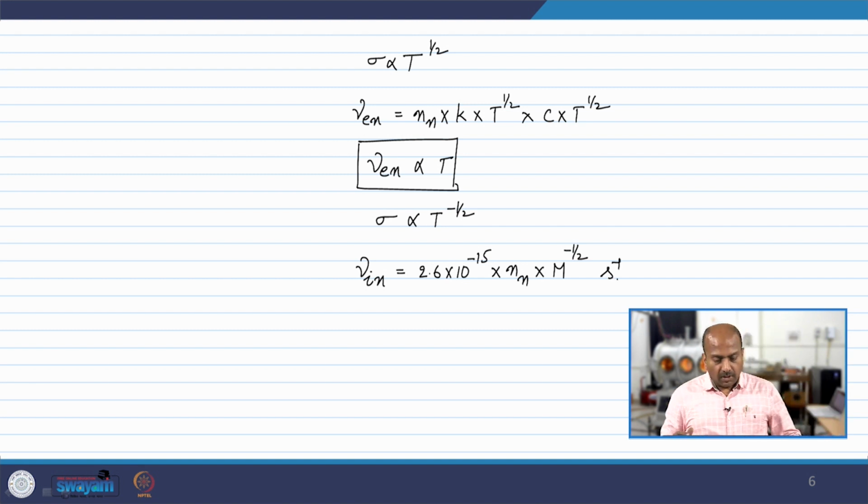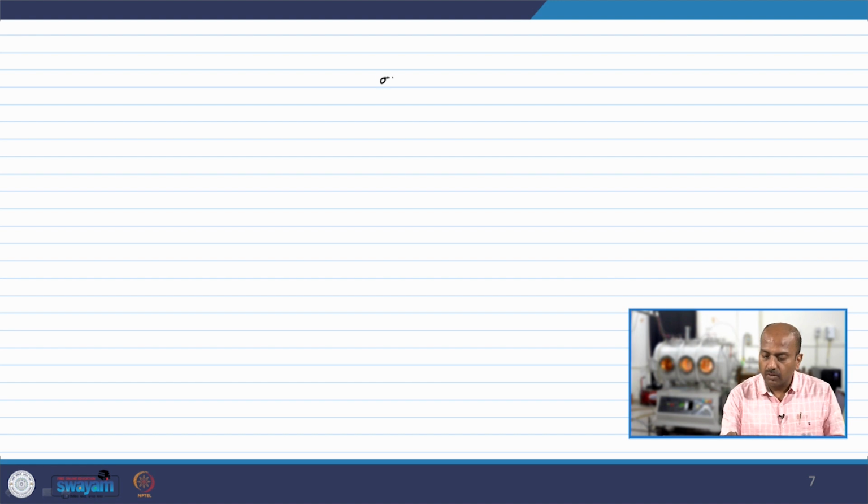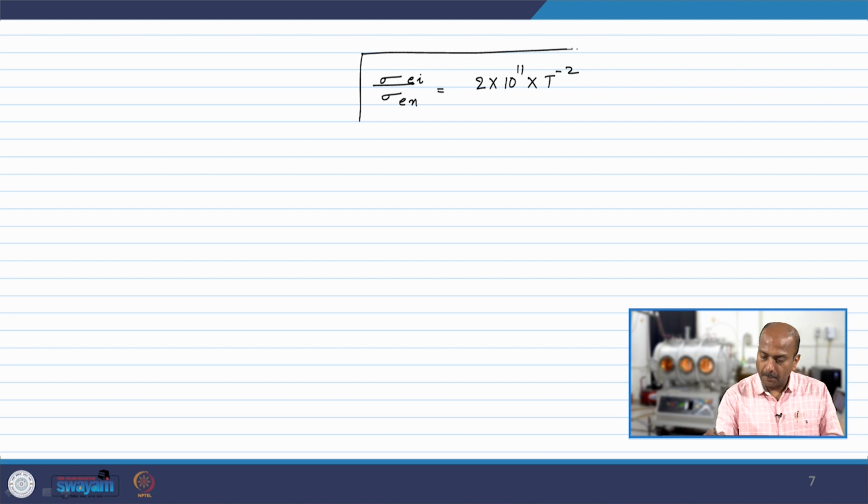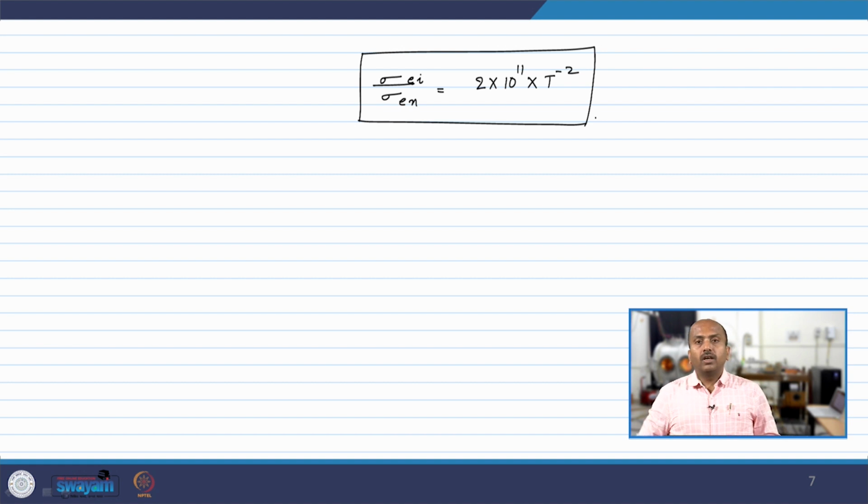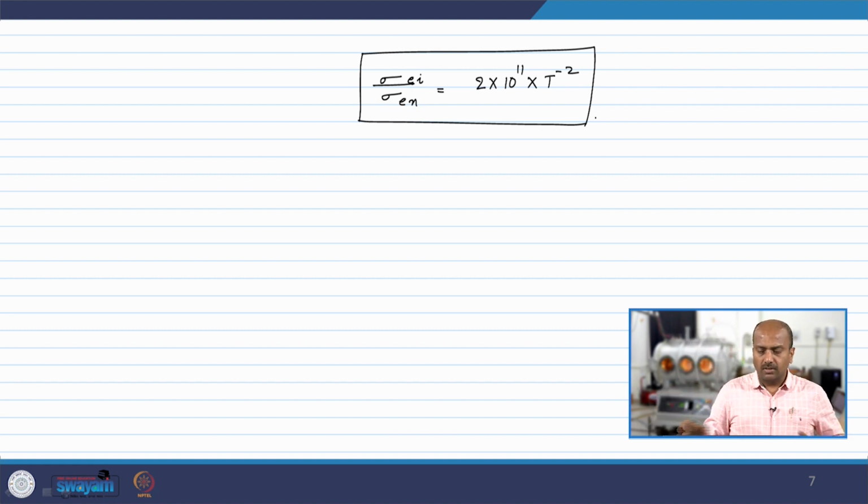You can combine these two things and write a relation for sigma_ei and sigma_en as 2 times 10 to the power of 11 T to the power of minus 2. Okay. Now, this is how we can understand the collisional processes in plasma, which seem to be dependent on the temperature and some other number densities. So, moving ahead, it is very important to understand diffusion processes in plasma.